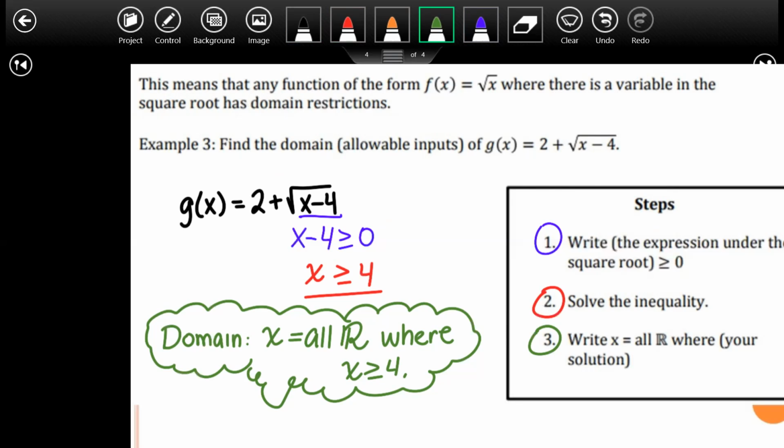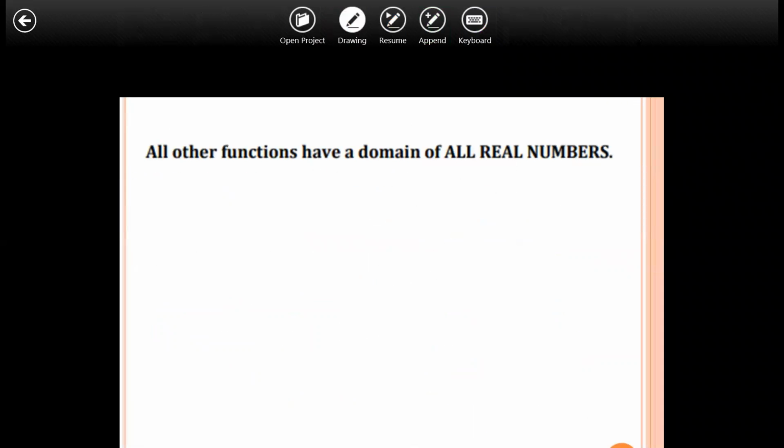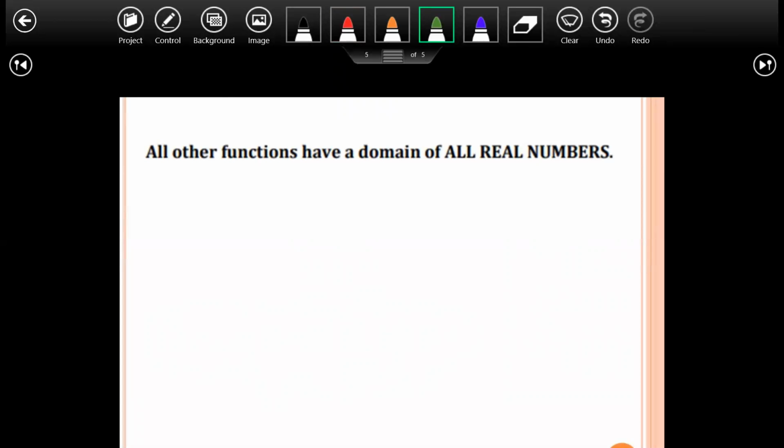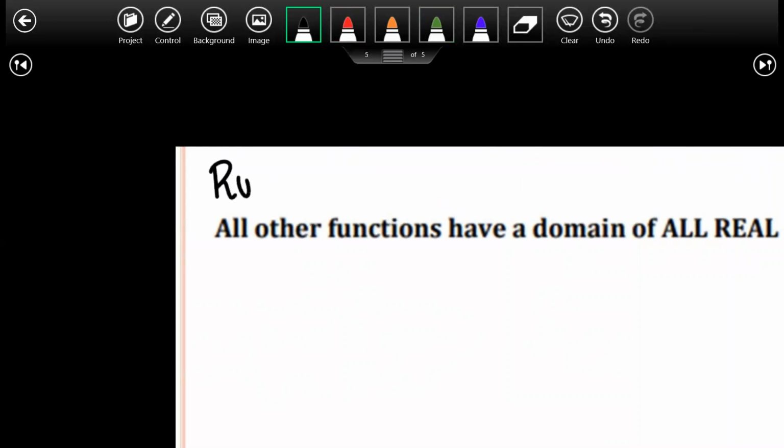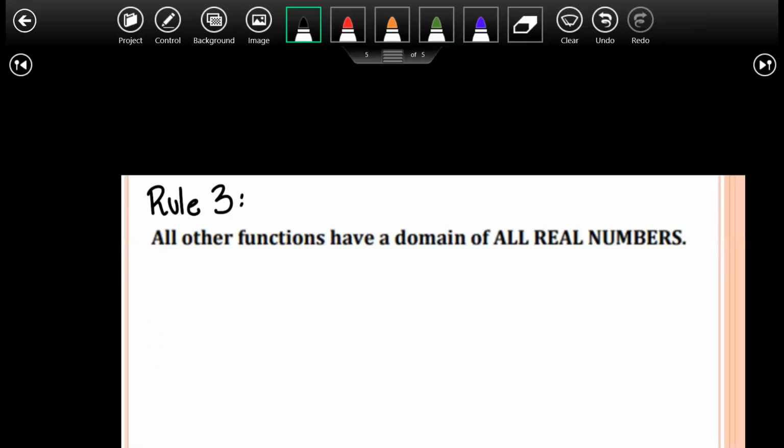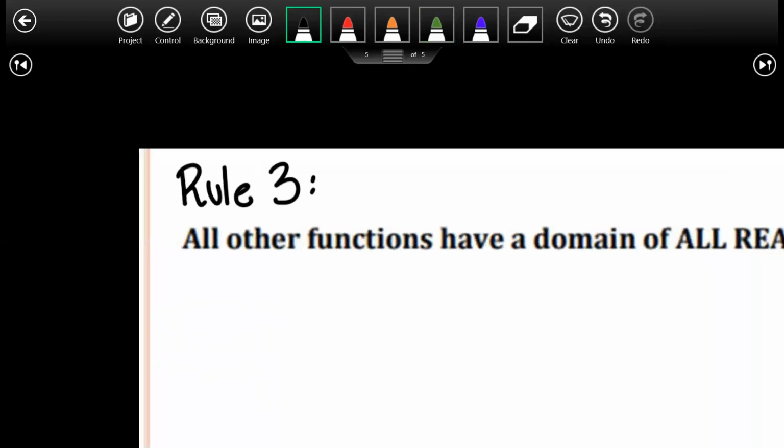The final thing that I want to say, so those are our 2 restrictions. The other thing I want to say is all the functions have domain of all real numbers. Everything else besides fractions and square roots have all real numbers. That's Rule number 3. All of the functions have domain of all real numbers. If you have a square root or a fraction, it's bad. We can't do that. But if it does not, we can improve on that for those values.